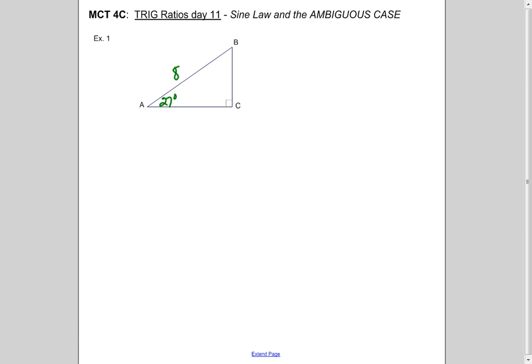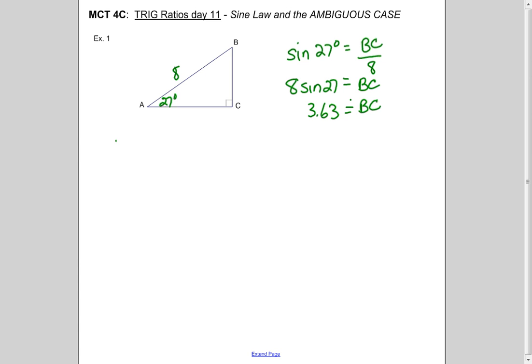Just be patient with me as I do a little bit of right angle trig to find and talk about side BC. So if I were going to solve this for BC, I would look at opposite and hypotenuse and set up a sine ratio. Sine of 27 degrees is BC over 8. So to solve for BC, I would do 8 times sine 27, and I would get an approximate answer of 3.63.